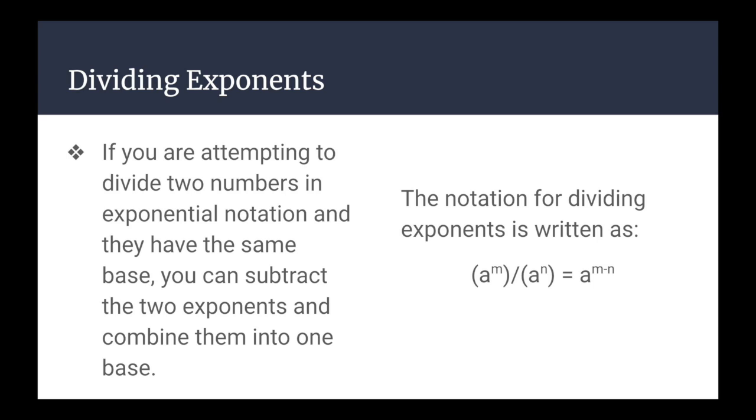Dividing exponents. If you are attempting to divide two numbers in exponential notation and they have the same base, you can subtract the two exponents and combine them into one base. So this is very similar to multiplication, except instead of adding the exponents, you are subtracting them. And again, if they did not have the same base, there would be no way to simplify the numbers in exponential notation. So the notation for dividing exponents is written as a to the mth power divided by a to the nth power is equal to a to the power of m minus n.